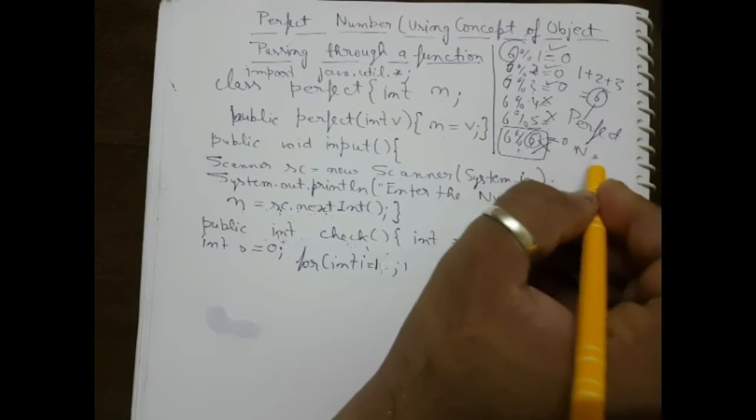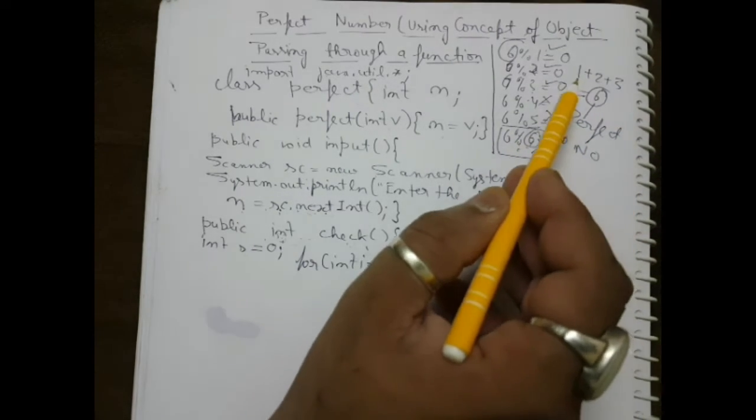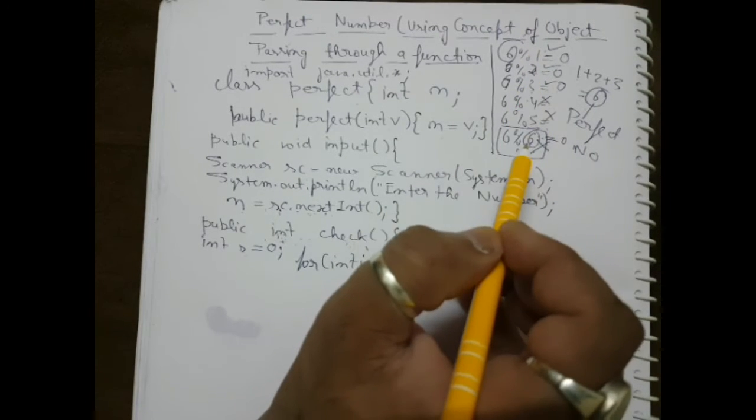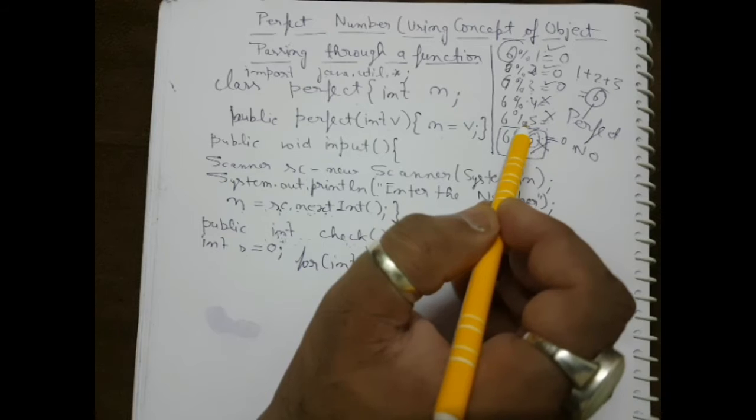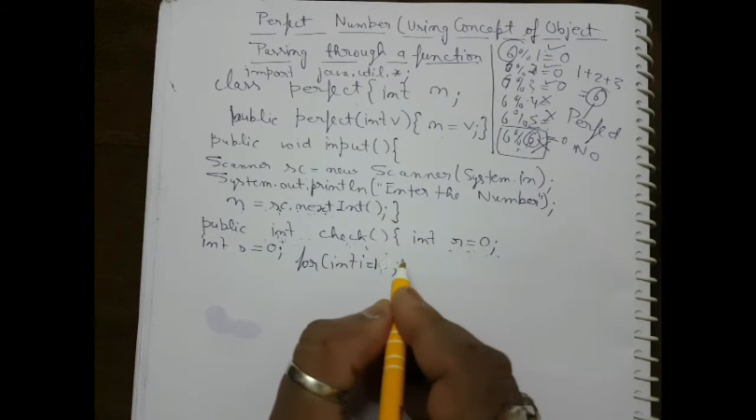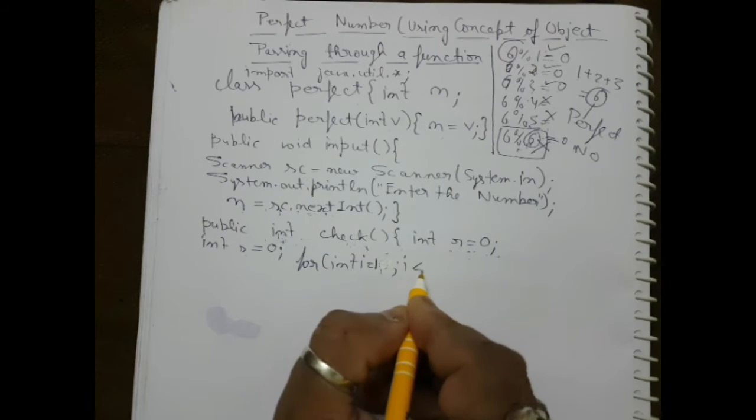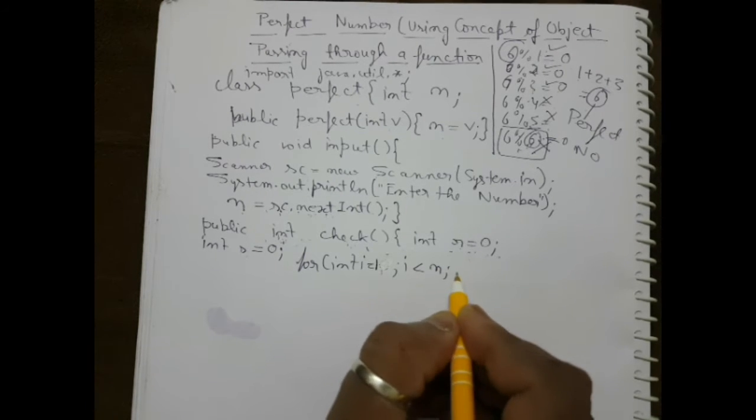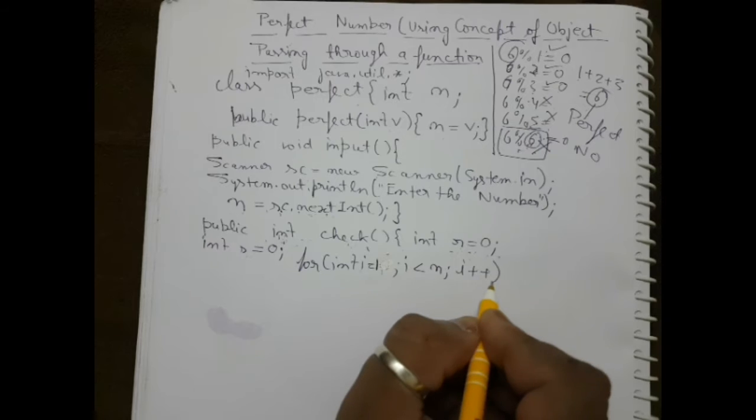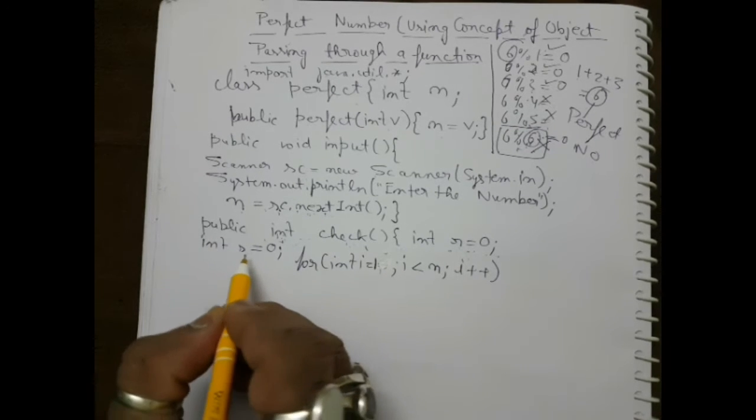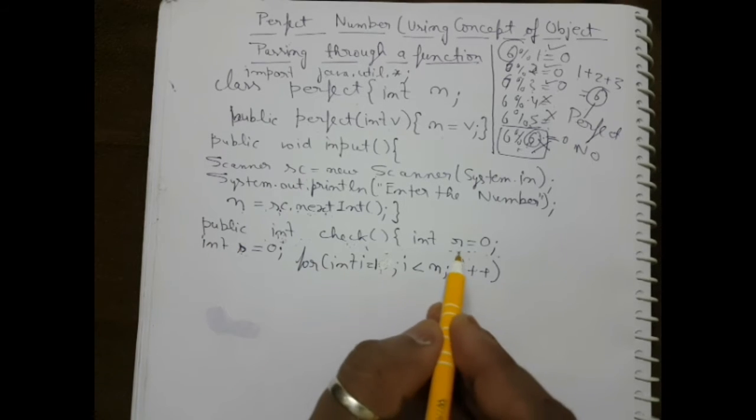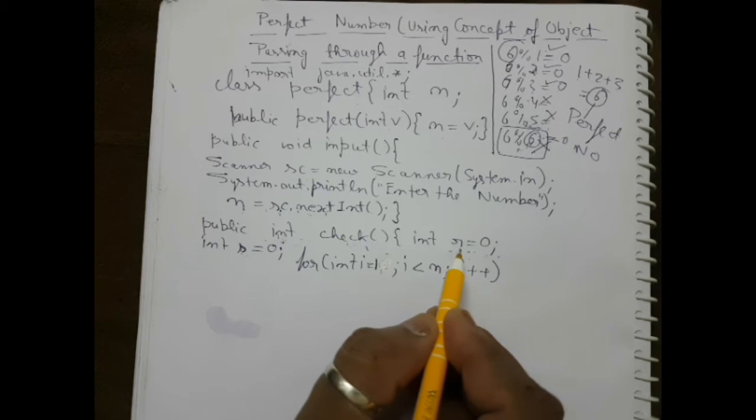Alright, perfect number. Now we have to check the numbers from 1 up to 1 less than the number, 1 less than the number. So here we have to write i less than n, not equal to n. And then I write i plus plus. And this variable s is there, right, which will have the sum of the factors. r is there, which will have the final value to be returned.